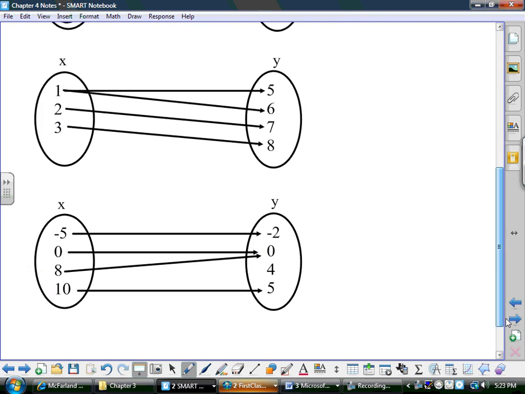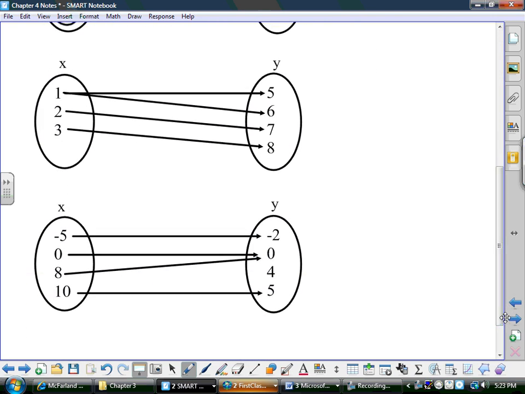Pause the video and look at those two and try to decide if they are functions, yes or no. This one is not a function because this x goes to two different spots. This one is a function. It's okay for the x's to go to the same spot. What's not okay is when one single x heads off in two different directions. It's okay if they end up at the same spot, but it's not okay if we start at one x and go two different places.